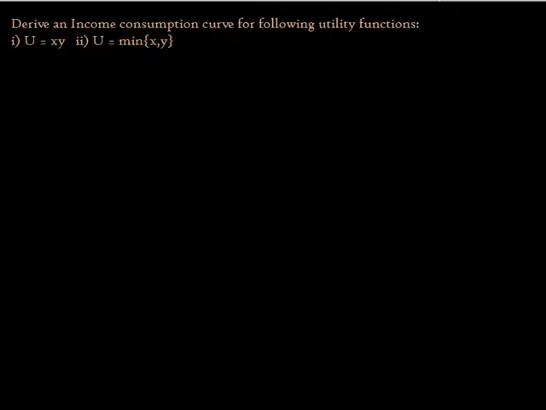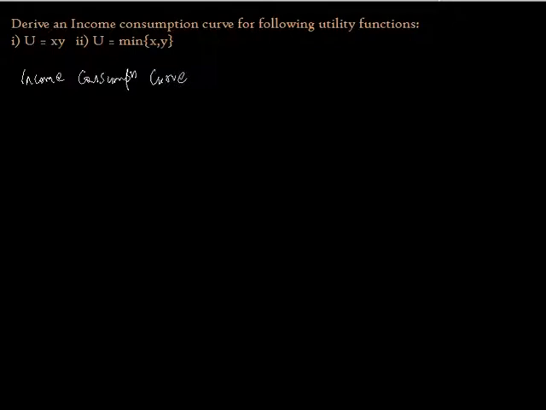Okay, now our question says to derive an income consumption curve for the following utility functions. Okay, u equals xy. Now remember this, that the income consumption curve is the locus of all equilibrium points when income changes.